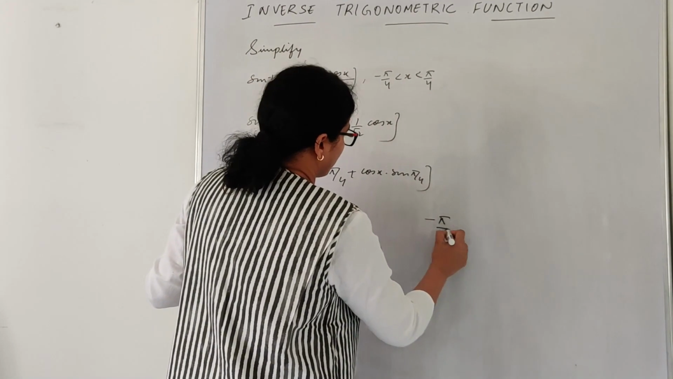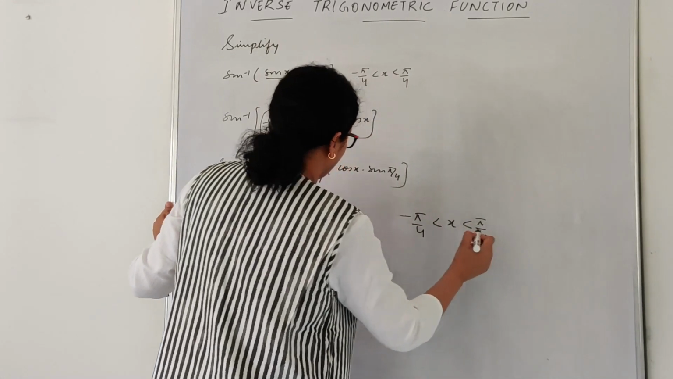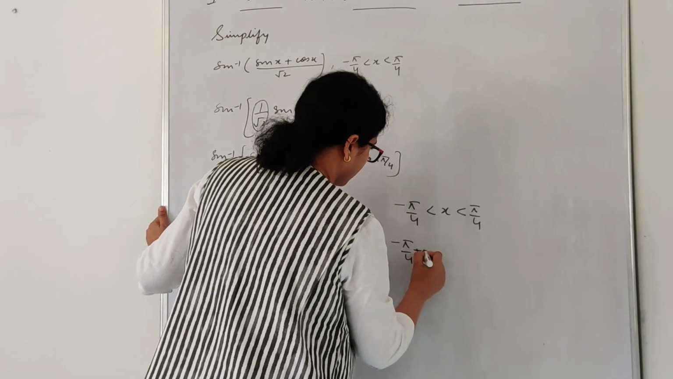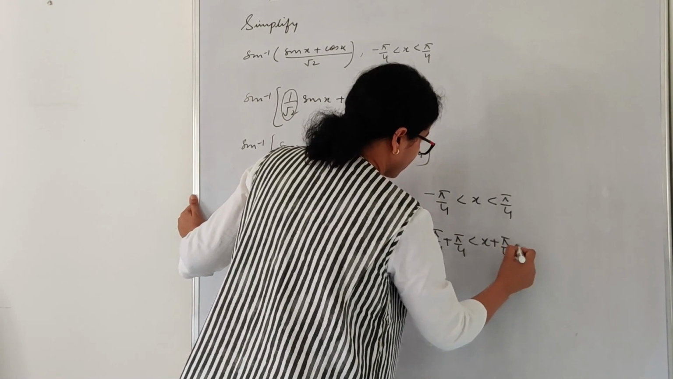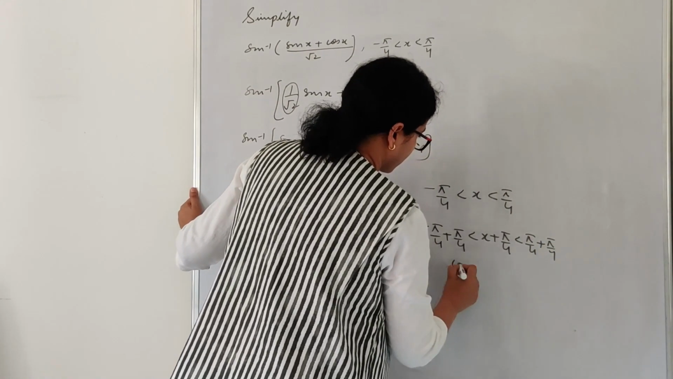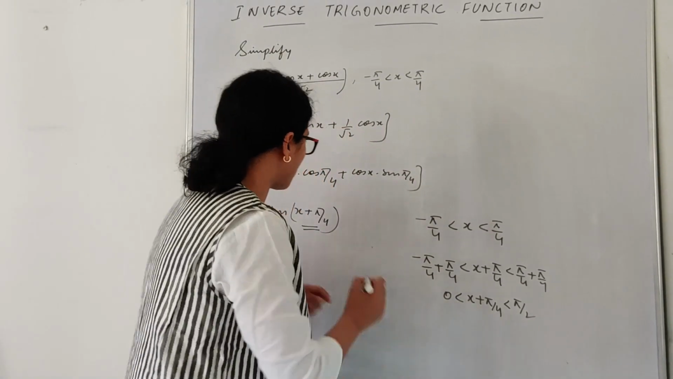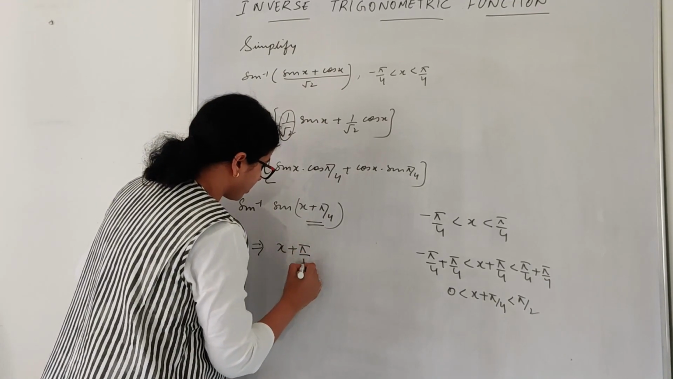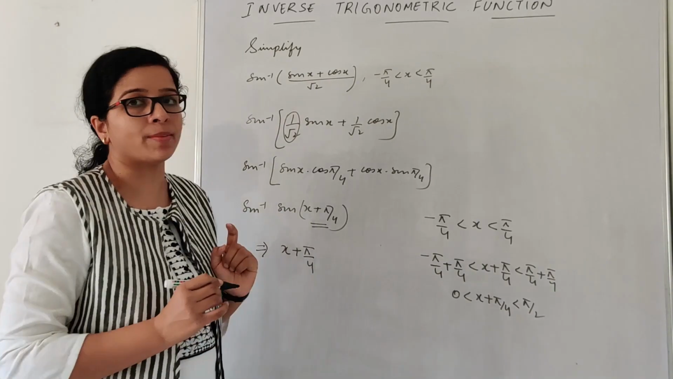So minus pi by 4 ≤ x ≤ pi by 4, right? I have plus pi by 4, add pi by 4 on both sides. This lies between my sine inverse range, so I can write it equals x plus pi by 4. So the simplification of this part is x plus pi by 4.